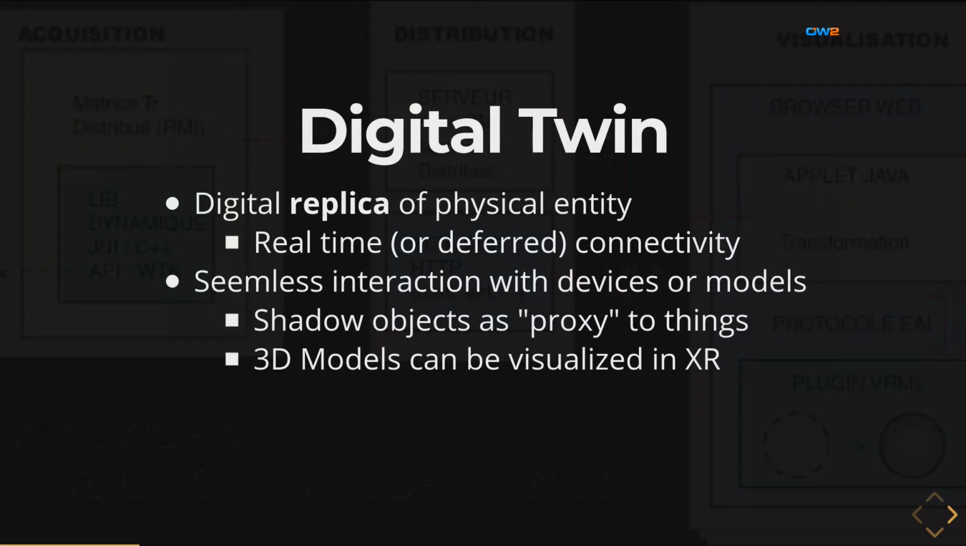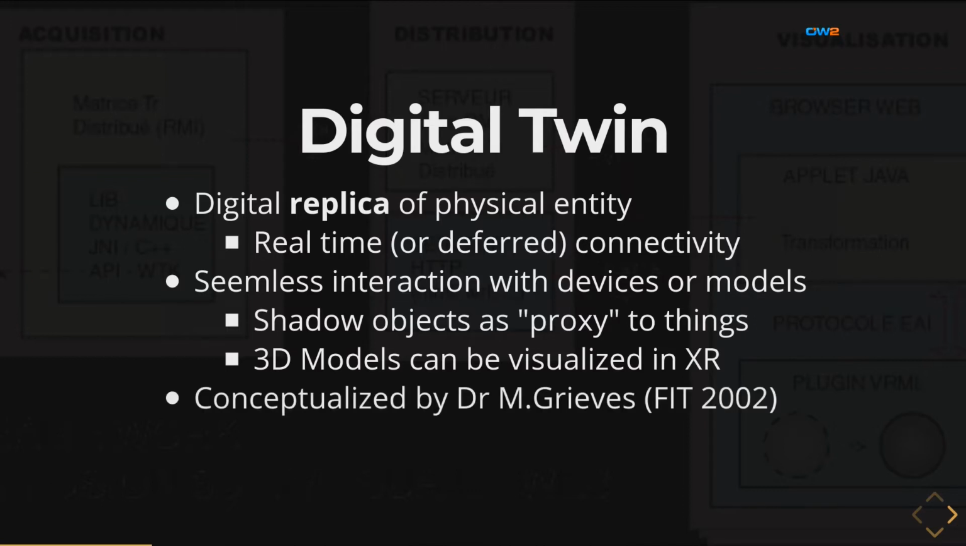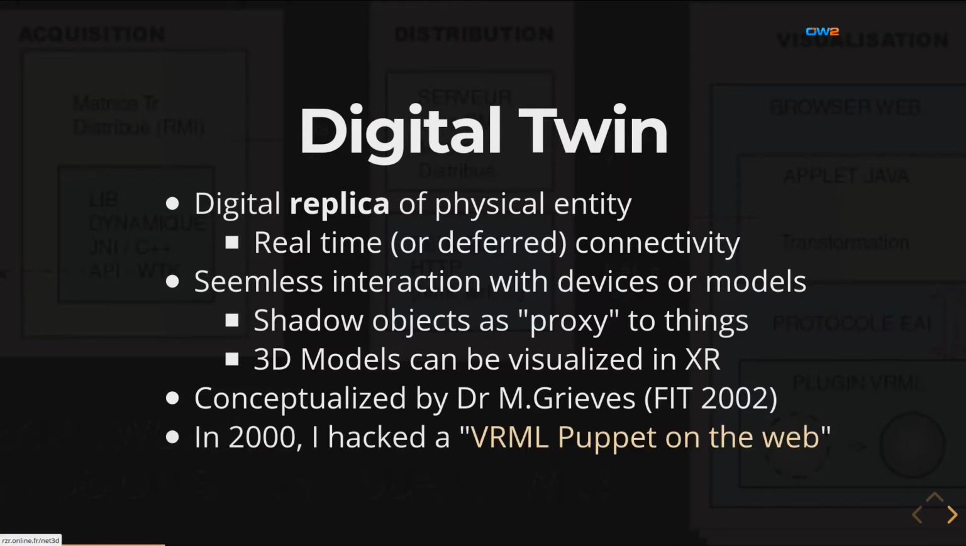So we have a kind of seamless interaction between the device and its model, and we can use a shadow object if the objects are disconnected, and we can also use this shadow object as a proxy to the actual thing to update some properties. And of course we can view this 3D object in a simulation, and you can visualize this in a VR environment or augmented reality. That's not something new because it was introduced in the year 2002, and actually a couple of years earlier I did some kind of puppet show on the internet using sensors and VRML plugins.